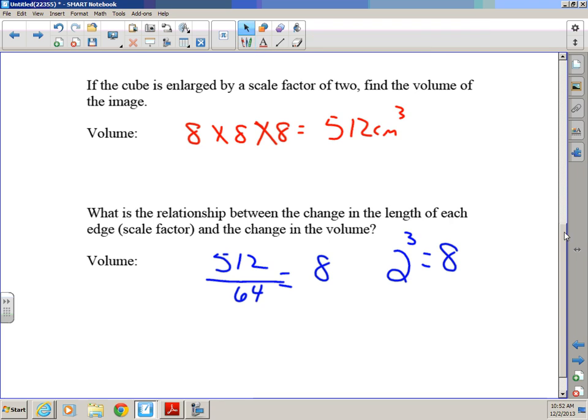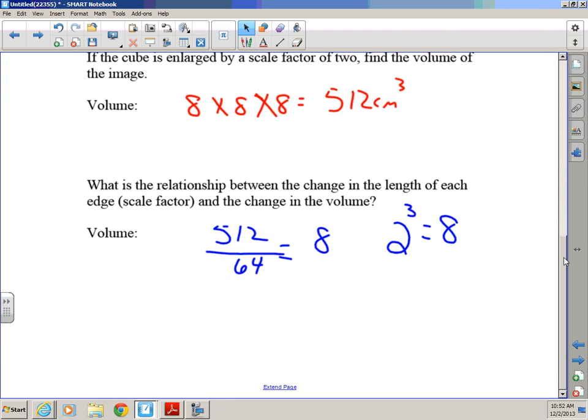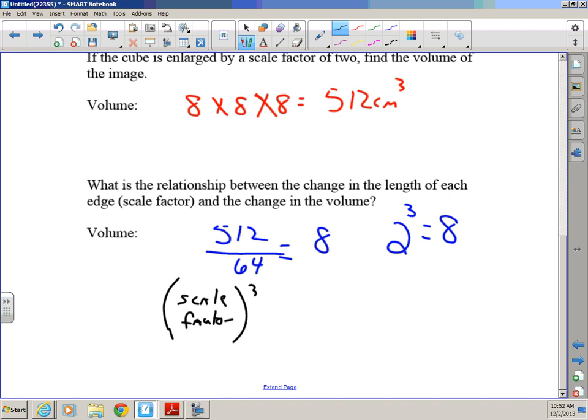Now, why does that make sense? Well, because I doubled each side, and then I multiply that same number 3 times. That's where I get the cube, because it's volume. If you might remember, when we did this for area, it was the scale factor squared. Okay? So what is my formula? The scale factor cubed is my change in volume.